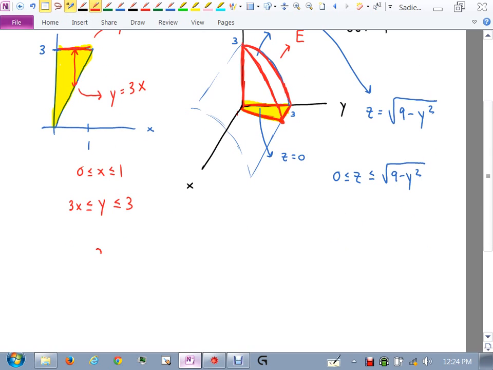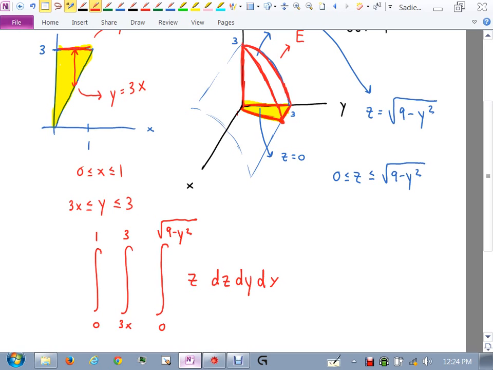So I'm going to go 0 to 1. I'm going to go 3x to 3. I'm going to go 0 to root 9 minus y squared. What am I integrating? Z. I'm going dz dy dx, right?